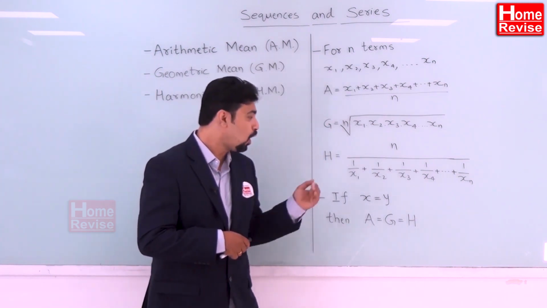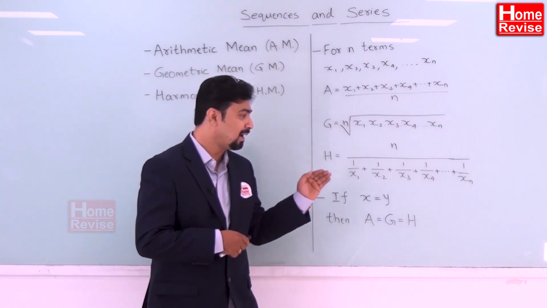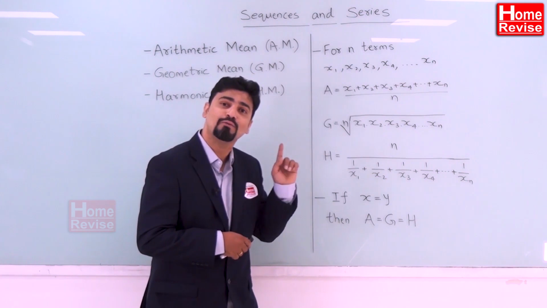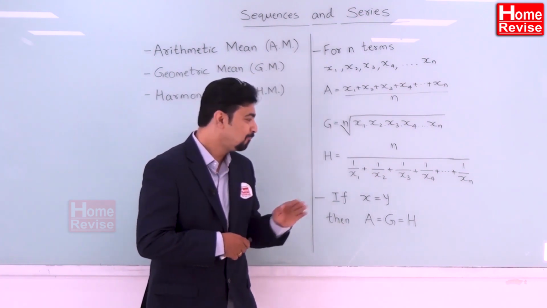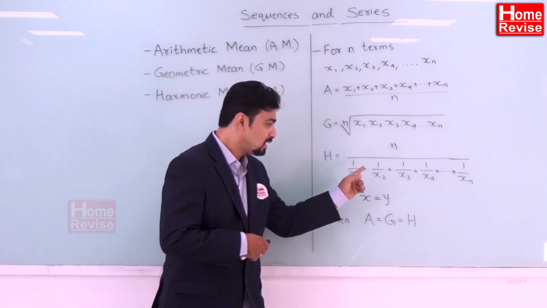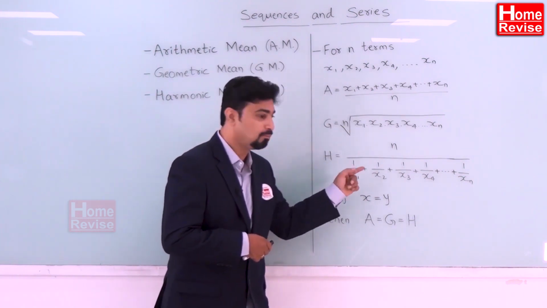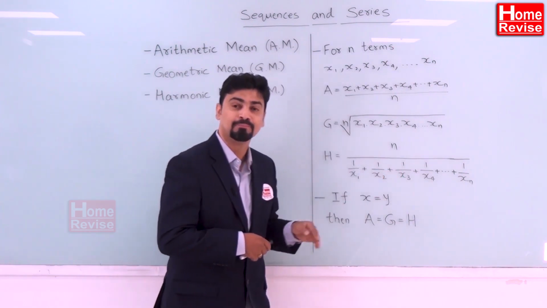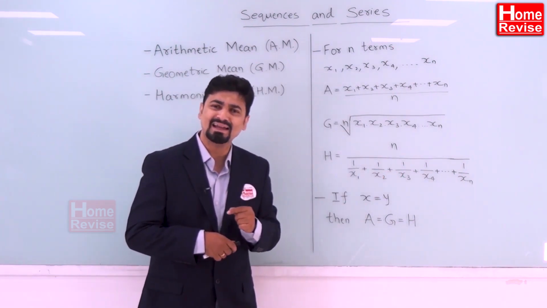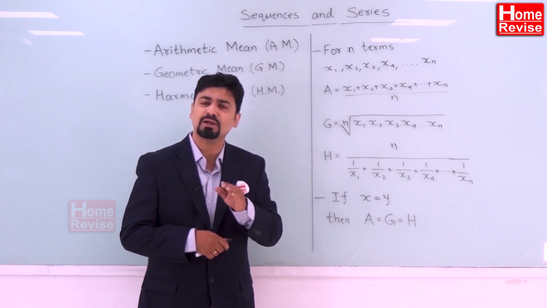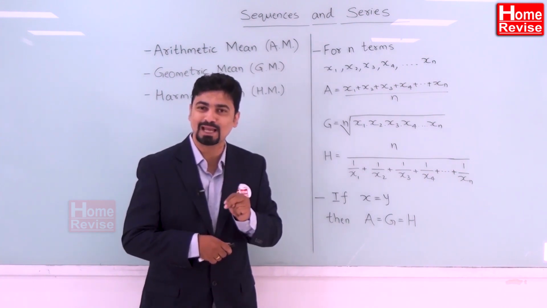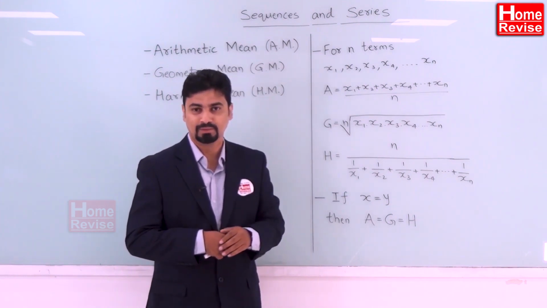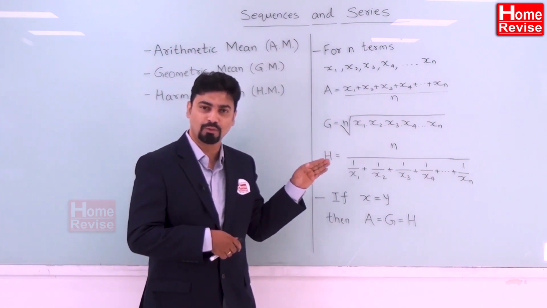Similarly, the HM or H will be given by n upon the sum of reciprocals of all the terms. So we have H is equal to n upon the sum of 1 upon x1, 1 upon x2, plus 1 upon x3, plus so on till 1 upon xn. So we can say that AM, GM and HM are not just applicable to 2 terms x and y. We can apply it to n terms also. Correct? This is also a very important formula.